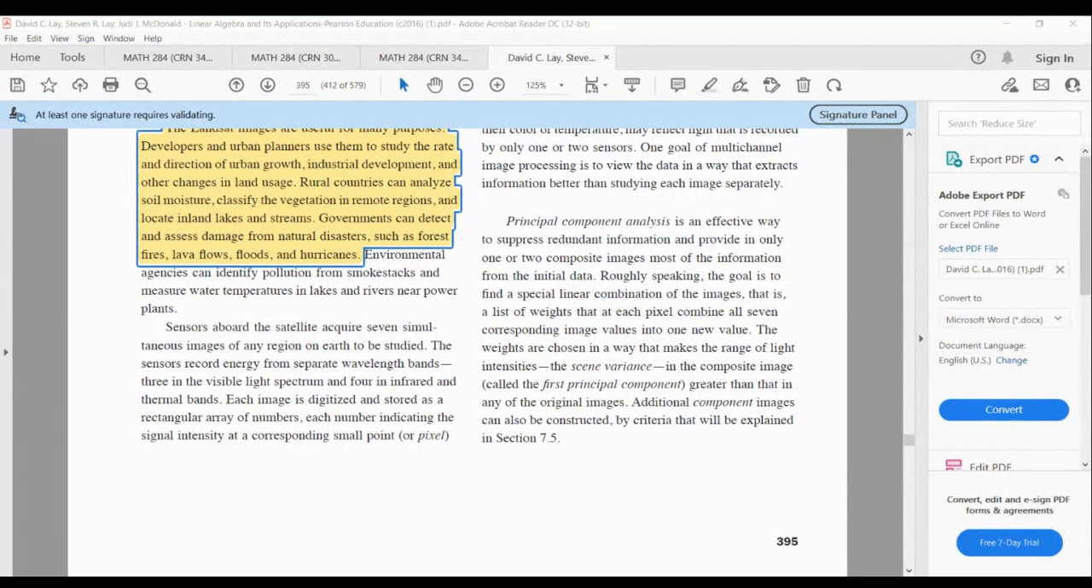And then governments can detect and assess damage from natural disasters such as forest fires, lava flows, floods, and hurricanes.